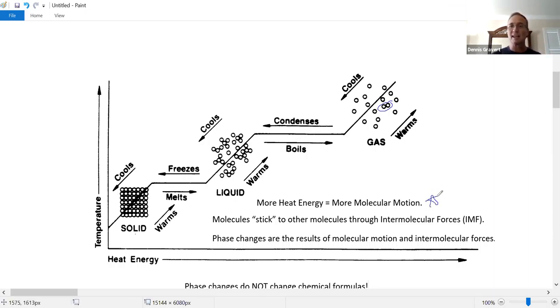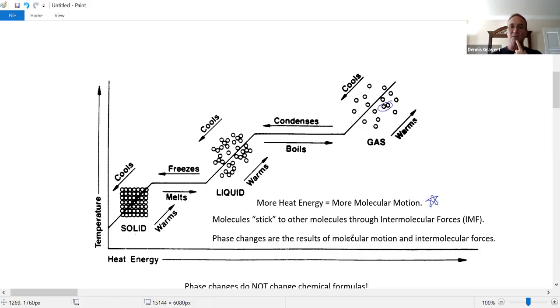As you apply more heat energy, you're actually giving the molecules more energy to move. And the molecular motion can take place as a vibration. It could be spinning. It could be bouncing around. Translational energy is the term. Vibrational, translational, rotational. They say spinning, that's rotation. Anyways, they move more. And the more energy that you give them, the faster they move.